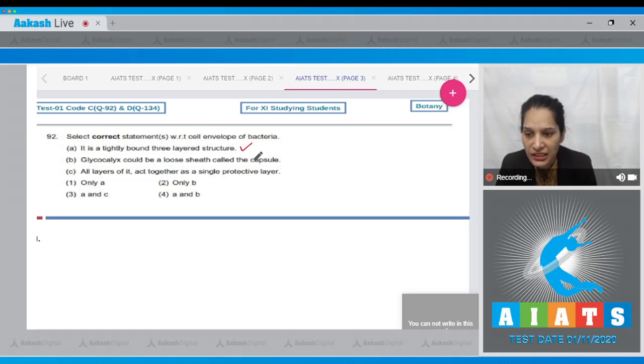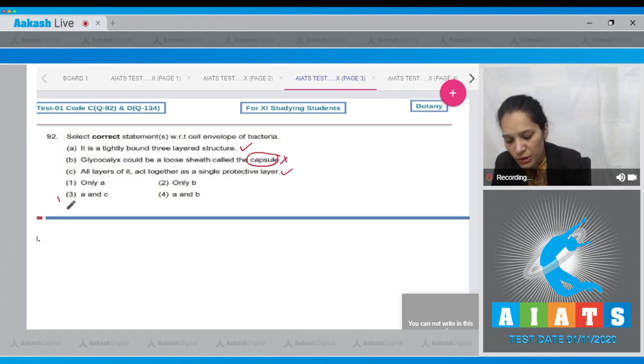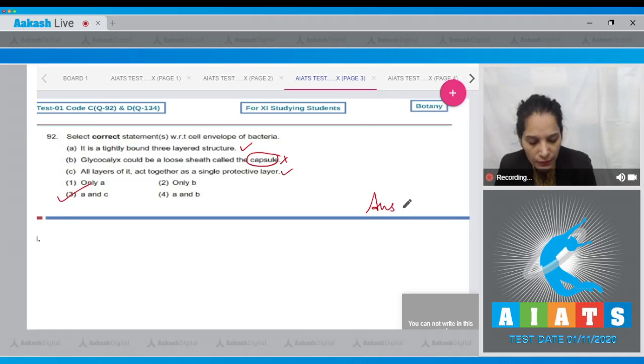It is true that glycocalyx could be a loose sheath, but then it is called the slime layer, not the capsule. So this is incorrect. C. All layers of it act together as a single protective layer. It is also true. So the correct statements are A and C. So the correct option for the given question is option number 3. Let's move to the next question.